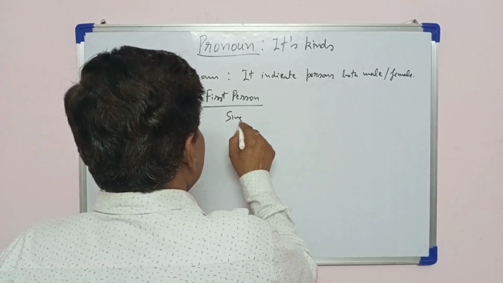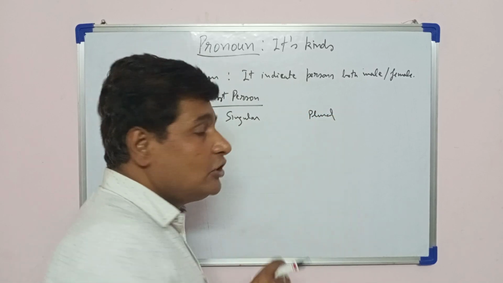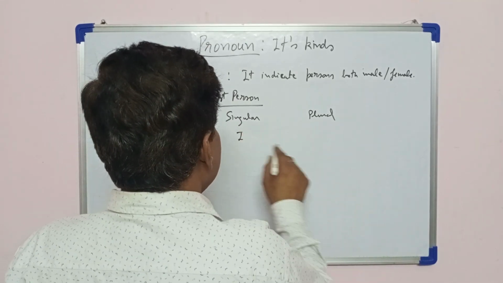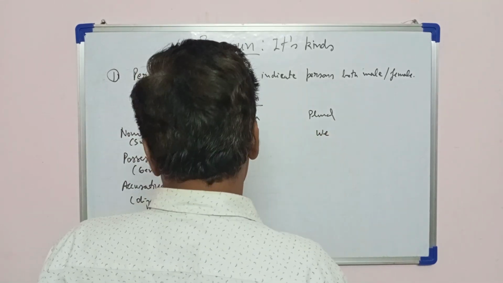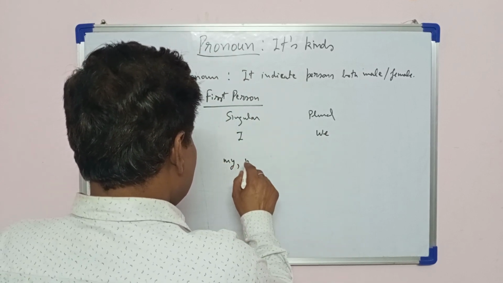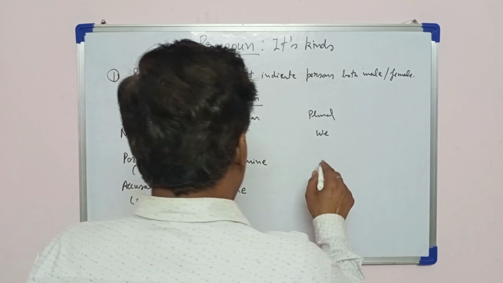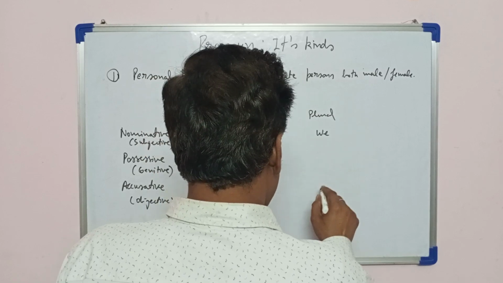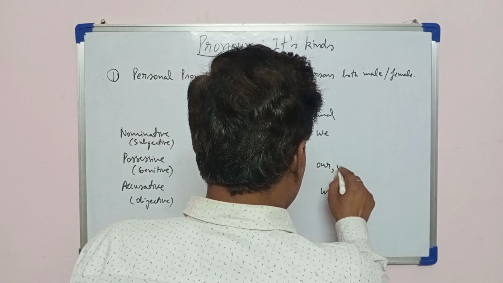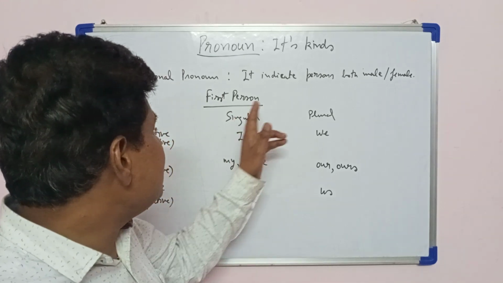Here singular and plural. You know, in the nominative case, first person is I in singular number and we in plural number. Okay. I, its possessive will be my and mine, and accusative will be me. And here we, us, and our, ours. So this is related to first person.